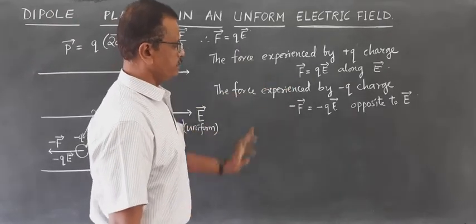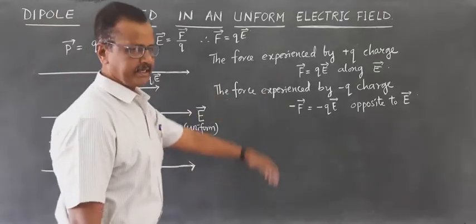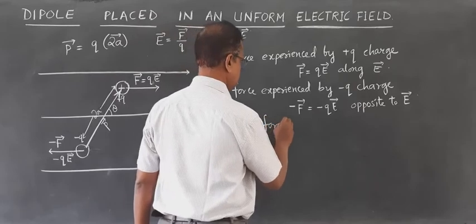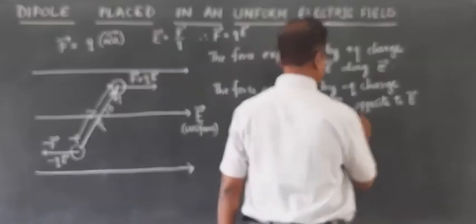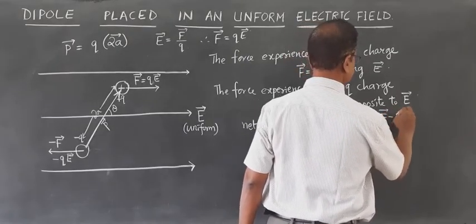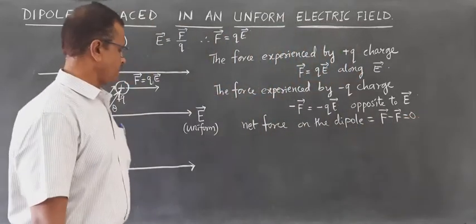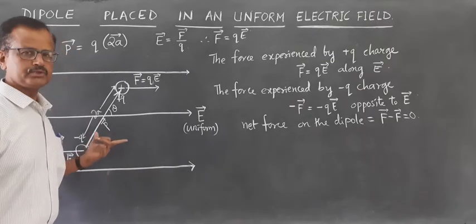Now, two equal and opposite forces are acting at two different points. If you calculate the net force on the dipole, it is definitely 0: plus F minus F equals 0. Although the net force is 0, since the forces are acting at two different points, they constitute a couple.